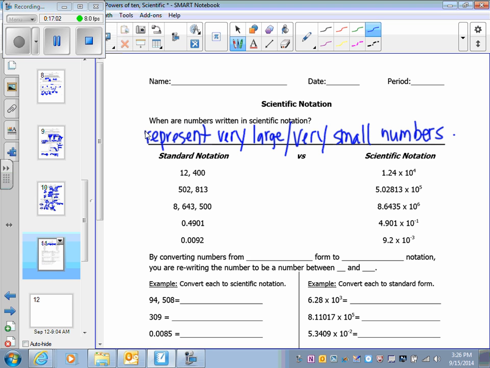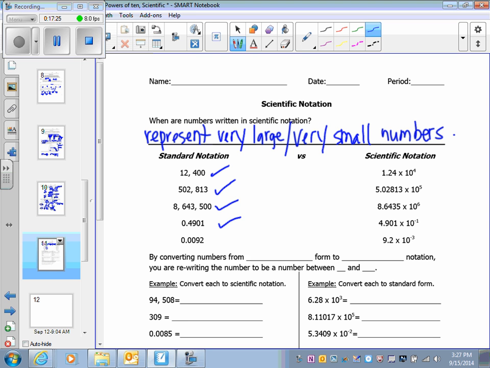Okay, so standard notation are normal numbers that you're used to. For example, 12,400, 502,813, 8,643,500, or 0.4901, which you would use place value to read. So that's tenths, hundredths, thousandths, ten-thousandths. So it's 4,901 ten-thousandths. Okay, and so forth.